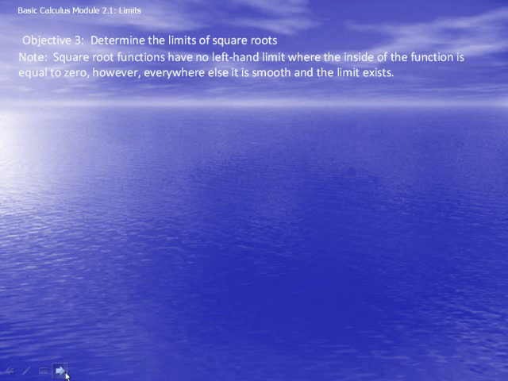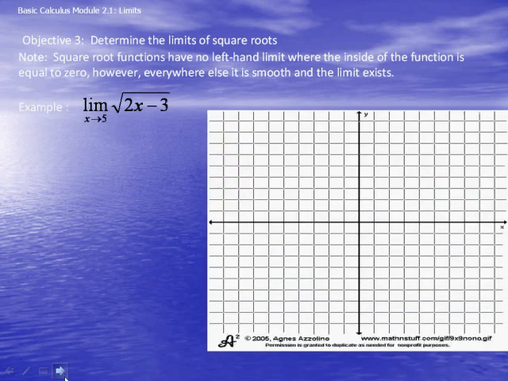In objective 3, we're going to determine the limits of square roots. Note that square root functions have no left-hand limit where the inside of the function is equal to 0. However, everywhere else it is smooth and a limit exists.